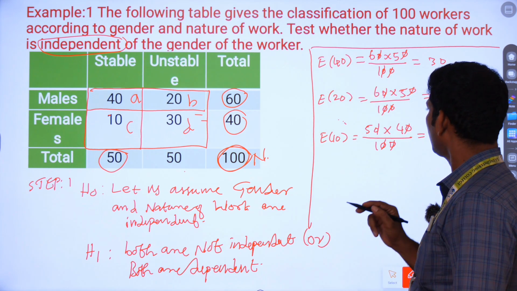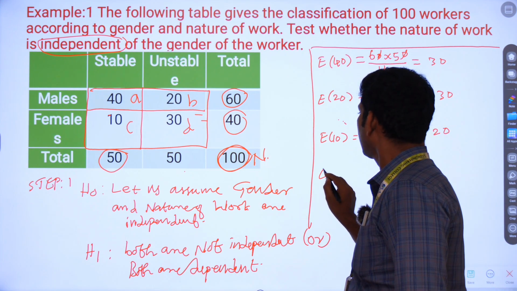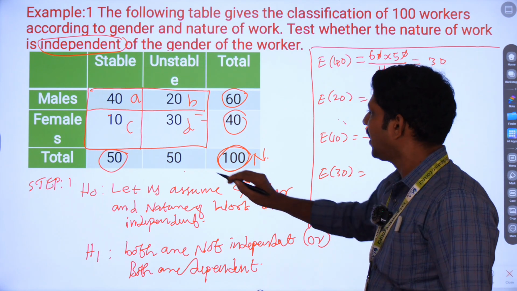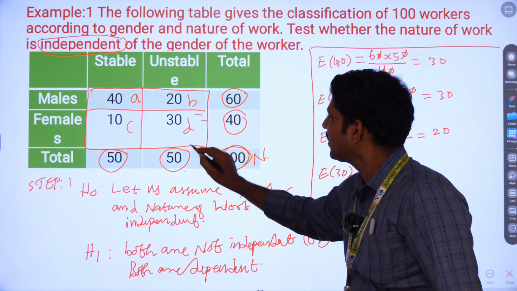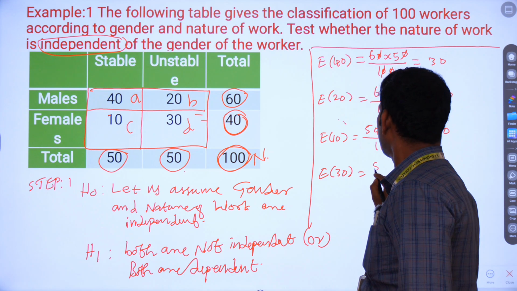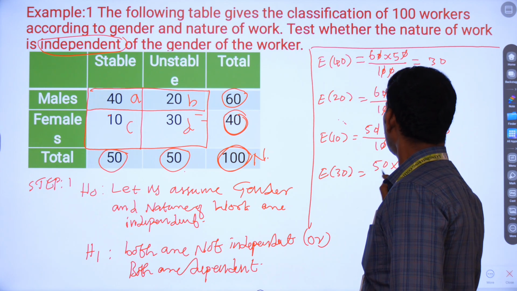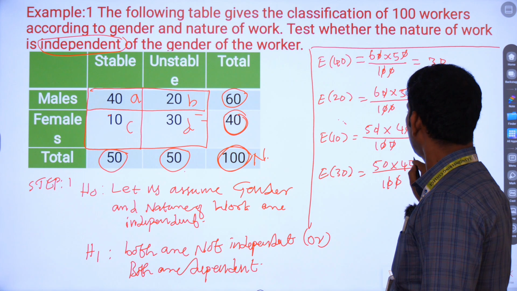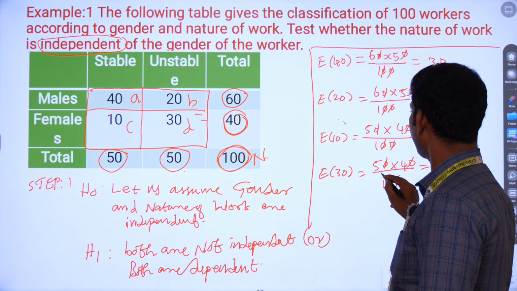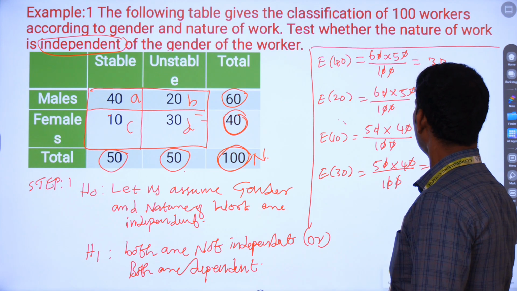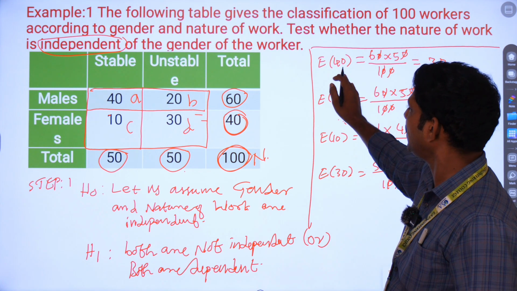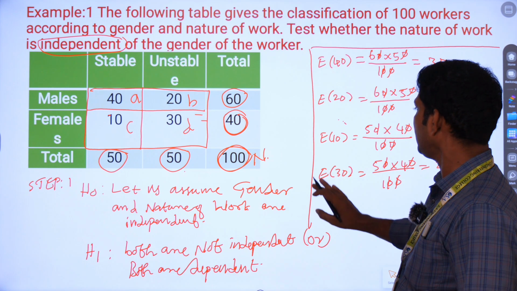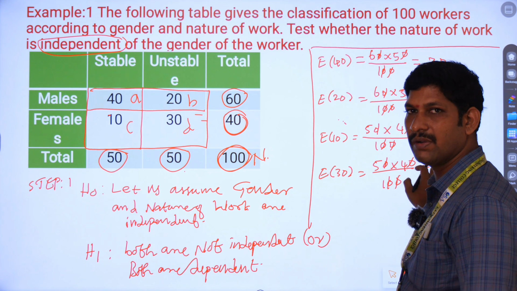which is 20. The last one is the expected value of 30, again column total into row total: 50 into 40 divided by 100, the total frequency. Clearly the two zeros get cancelled in numerator and denominator, remaining 5 fours are 20. So clearly the expected values of 40 and 20 are both 30, and the expected values of 10 and 30 are both 20.